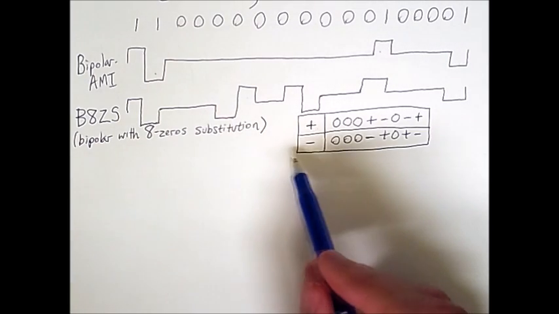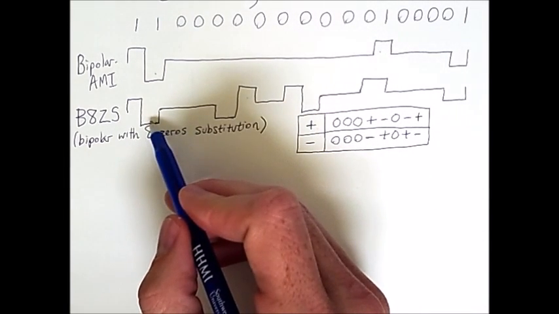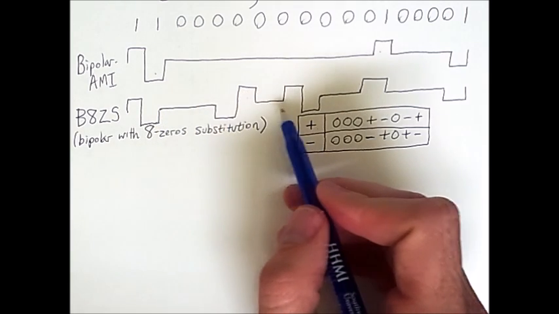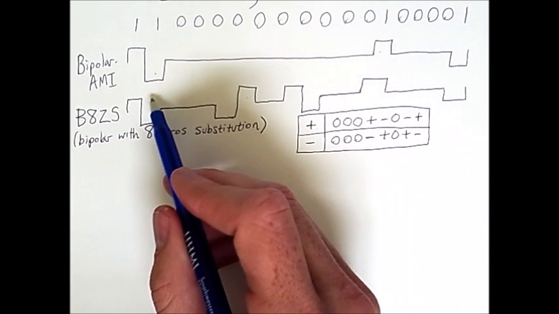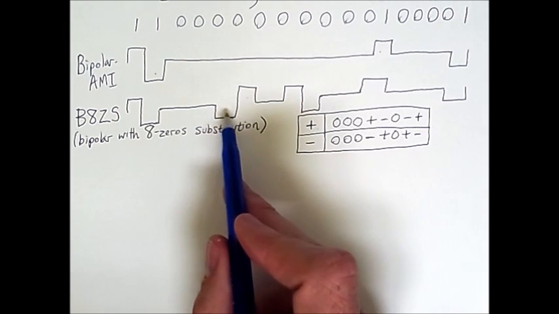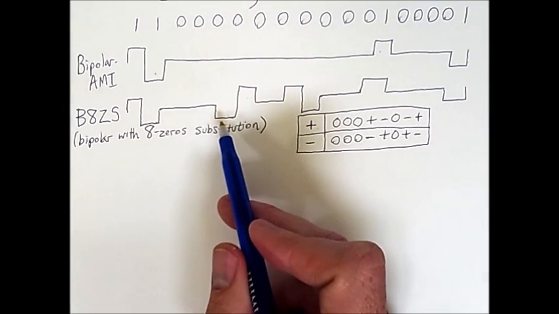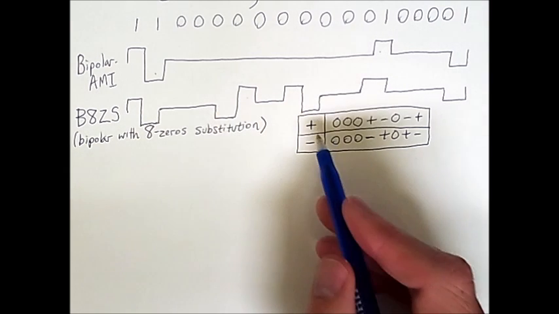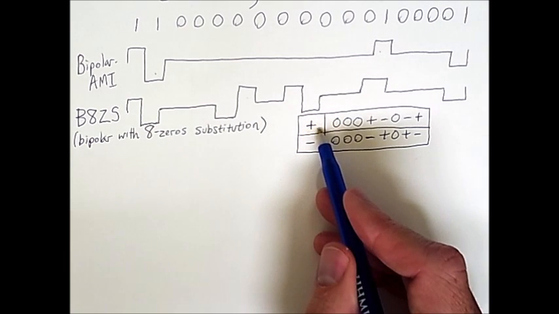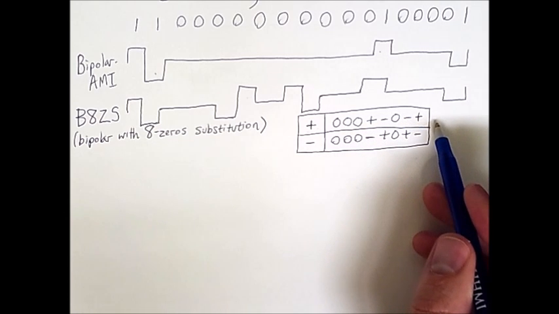Now, the reason that we have this table is that if the 1 that came before my sequence of 8 zeros had had a positive voltage rather than a negative one, then starting with a negative voltage here would not have been a code violation. That's why in the case of a positive preceding voltage, we use this flipped sequence of voltage levels.